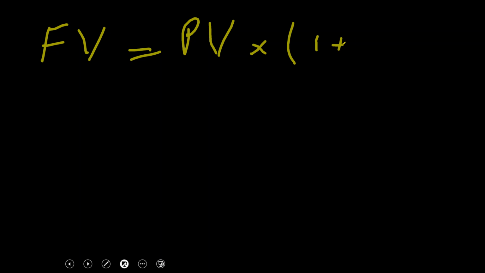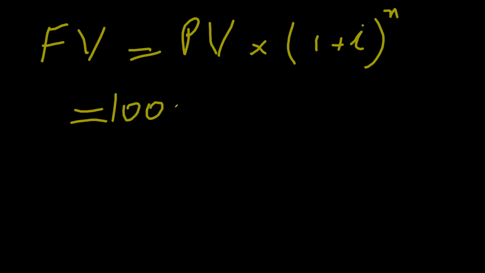The future value is equal to present value multiplied by 1 plus interest rate raised to the power number of years. Right? So what is the interest rate? The amount is 100,000. And interest rate is 1 plus, say, 10%.